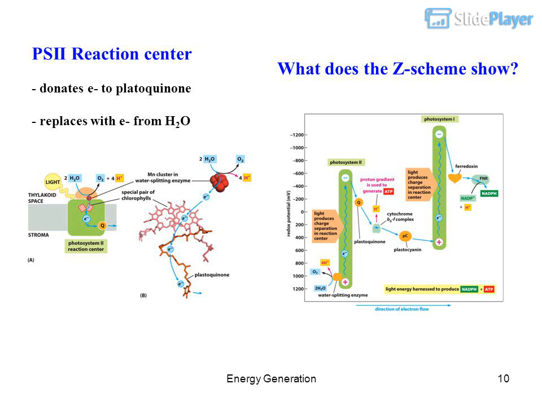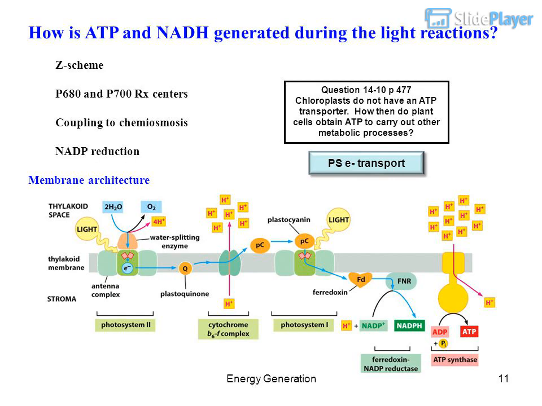Energy generation. How are ATP and NADPH generated during the light-dependent reactions? Z scheme. P680 and P700 reaction centers. Coupling to chemiosmosis. NADPH production.